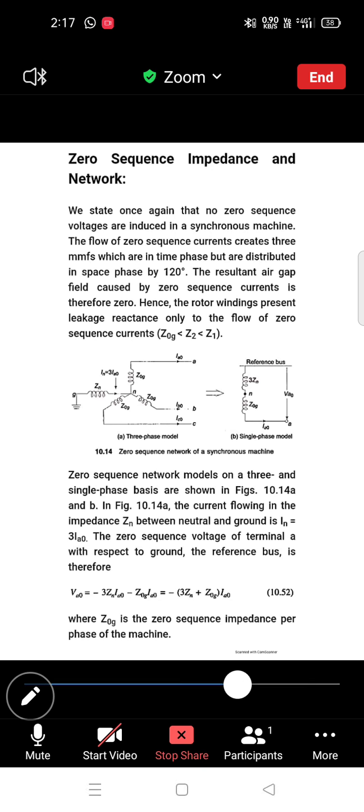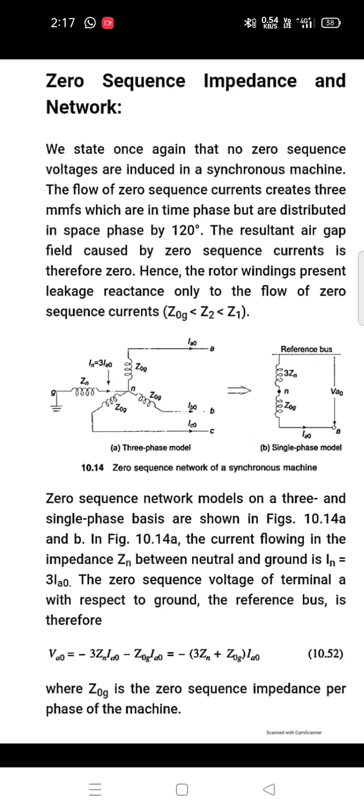Now for 0 sequence impedance, here no 0 sequence voltages are induced in a synchronous machine. The flow of 0 sequence current creates 3 MMFs, which are in time phase but are displaced in space phase by 120 degrees. So the resultant air gap field caused by 0 sequence current is 0. Hence the rotor winding presents leakage reactance only to the flow of 0 sequence current, which we can say is Z0G, which is less than Z2, which is less than Z1.